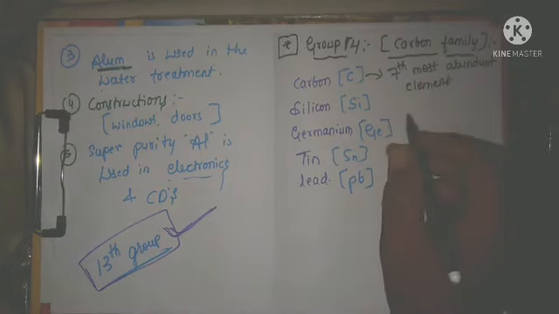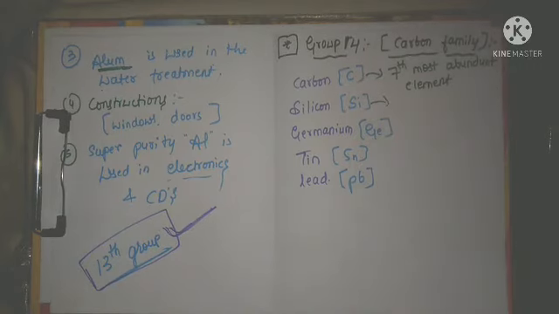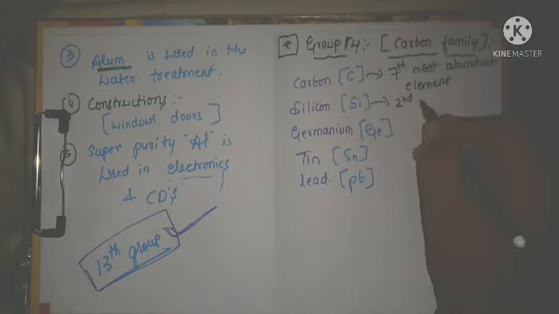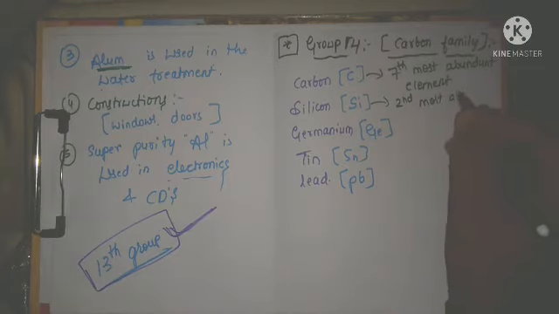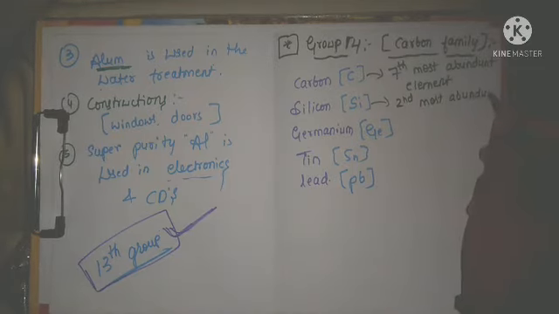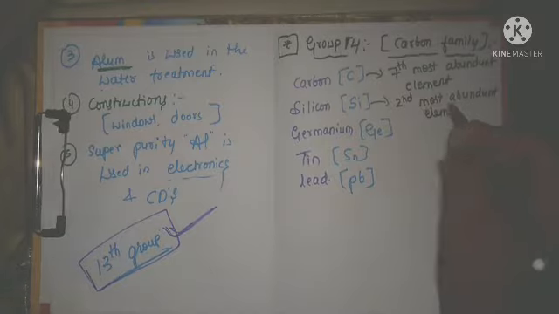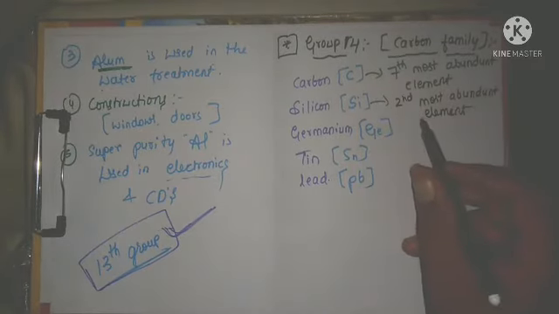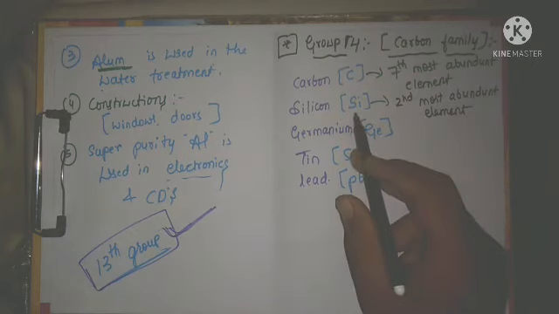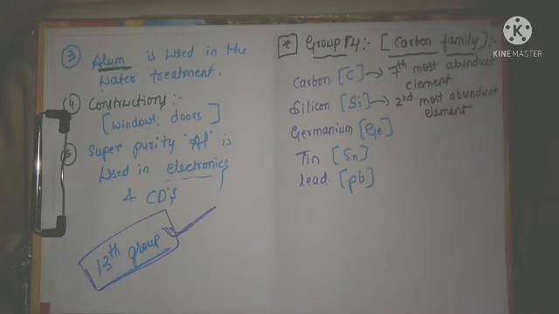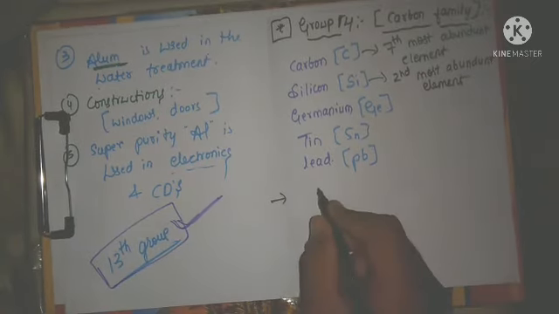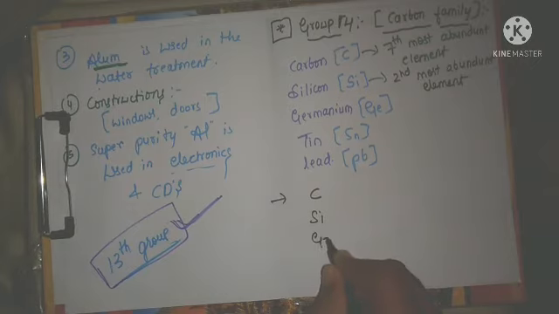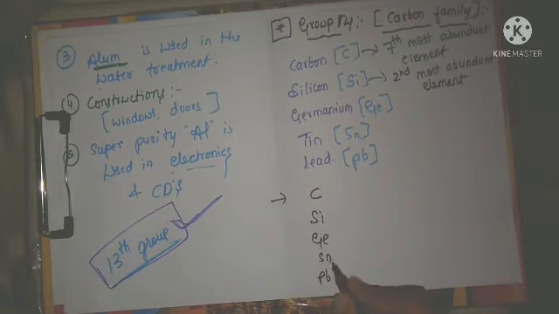Carbon is the seventh most abundant element, whereas silicon is the second most abundant element. Which is the seventh most abundant element? Your answer should be carbon. Which is the second most abundant element? Your answer should be silicon. Also remember: carbon, silicon, germanium, tin, and lead.